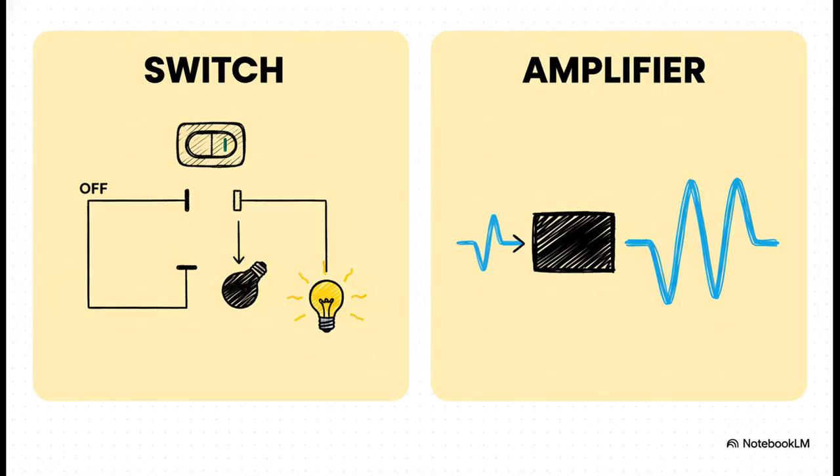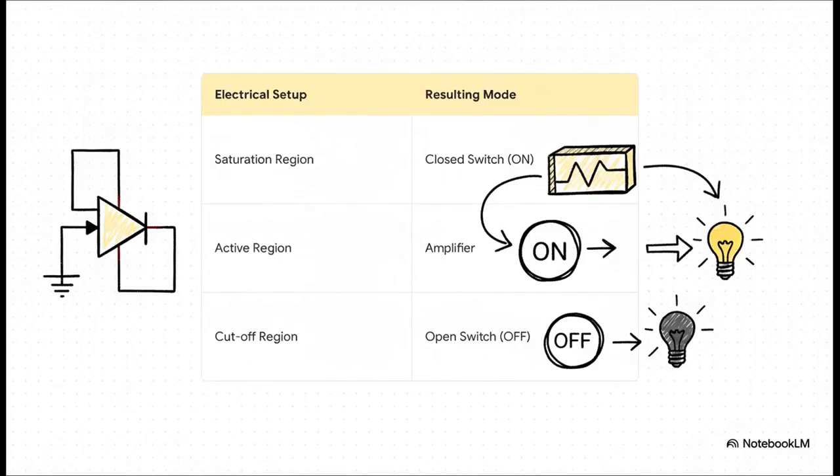First, as a switch, it's all about on or off. Yes or no, 1 or 0. That simple logic is the bedrock of, well, every single computer, phone, and digital device you've ever used. Then you've got its other personality, the amplifier. This is where it takes a tiny little whisper of an electrical signal and turns it into a loud, clear shout. And how do you tell it which job to do?